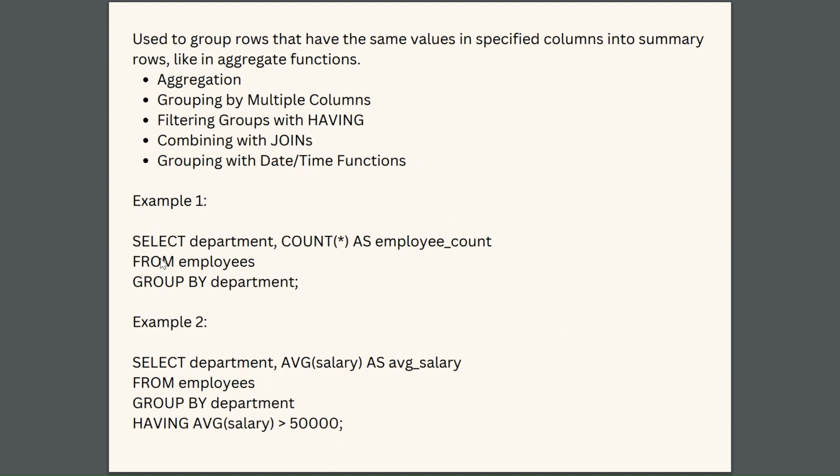And these are two examples of applying group by clause in the query. In the first example, we are using the department column to group the results. That is, we are counting the number of employees in each department. The first query is: select department, count star as employee count from employee table. And here we are using the group by clause. The group by is based on department.